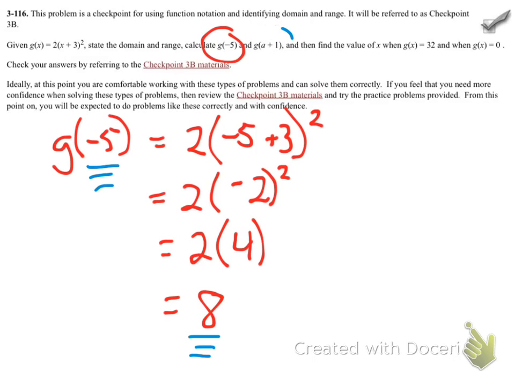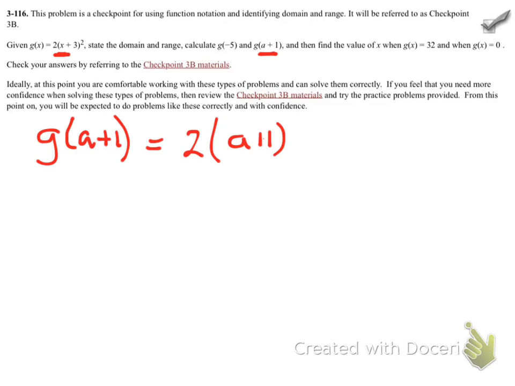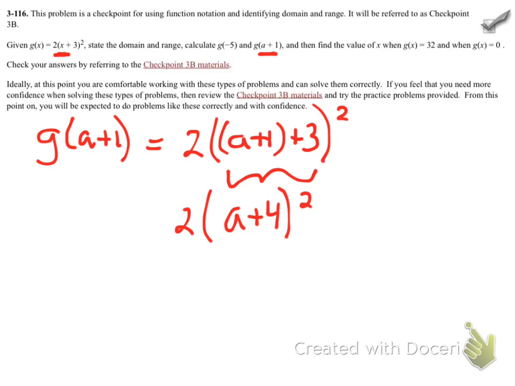We're now going to do the same thing with g of a plus 1. Same setup, it's just going to look a little different. So let me clear this screen. So g of a plus 1 is going to equal 2 times, now instead of writing x, I'm going to write a plus 1, plus 3, and that is squared. Simplifying inside the parentheses is just 2 times a plus 4 squared.